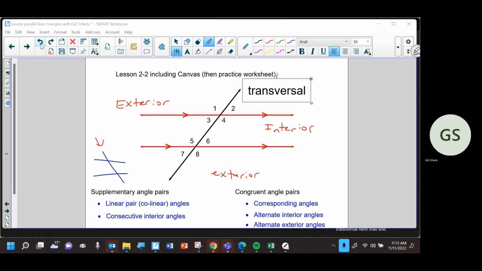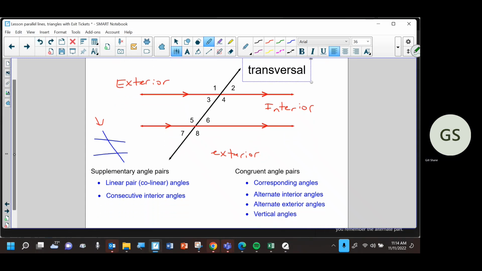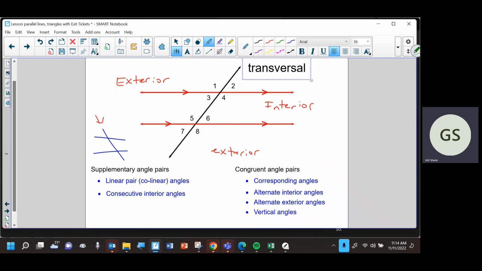So alternate means opposite sides of the transversal. So one angle is on the left, one angle is on the right. So that's how you remember the alternate part. So, opposite sides of the transversal. So one angle will be on the left, one will be on the right. You'll see, I think, when I show you these.